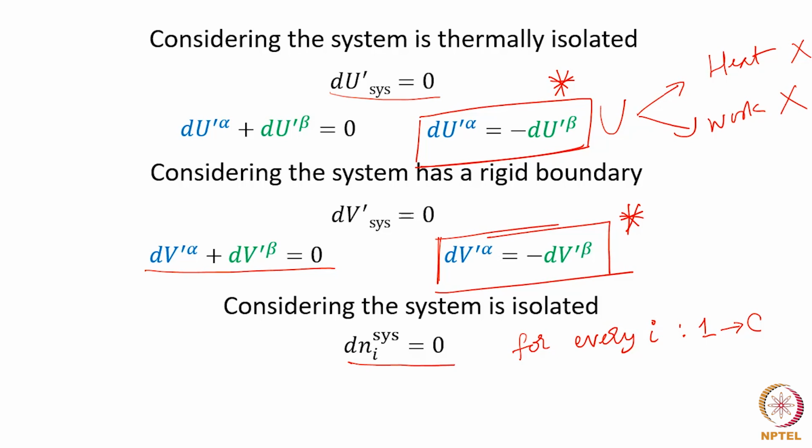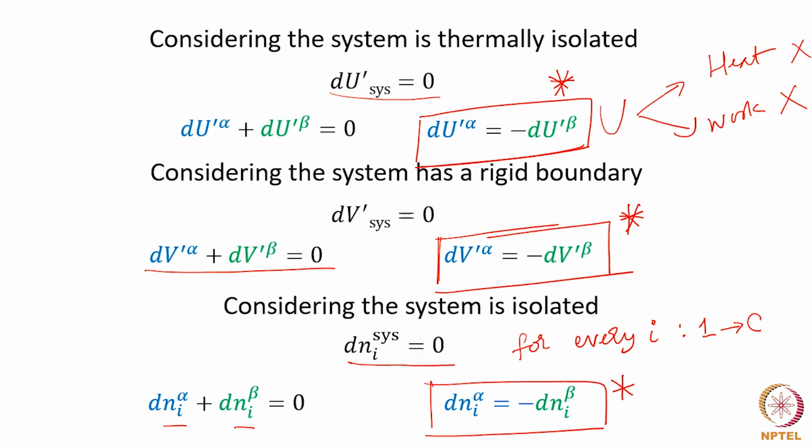Now, the number of moles of any species in the system can be written as the sum of the number of moles of that species in the alpha region plus the number of moles of that species in the beta region, which means that dn_i alpha plus dn_i beta is equal to 0. So we now have a set of relationships saying that the change in the number of moles of species i in alpha is equal to minus the change in the number of moles of species i in beta. How many relationships are these? These are C relationships, because for each i the same relation is going to hold, and these relationships will then help us in eliminating one of the two quantities that are listed in this equation.